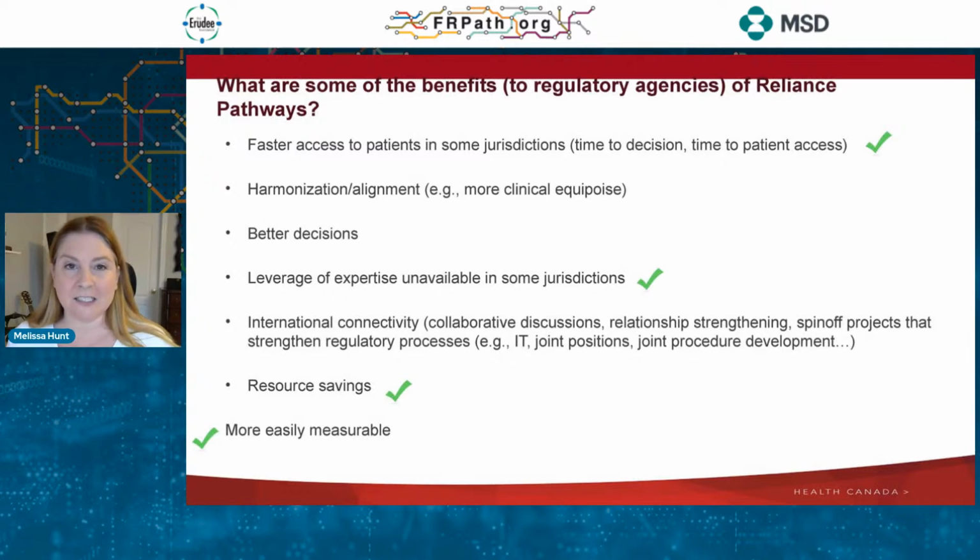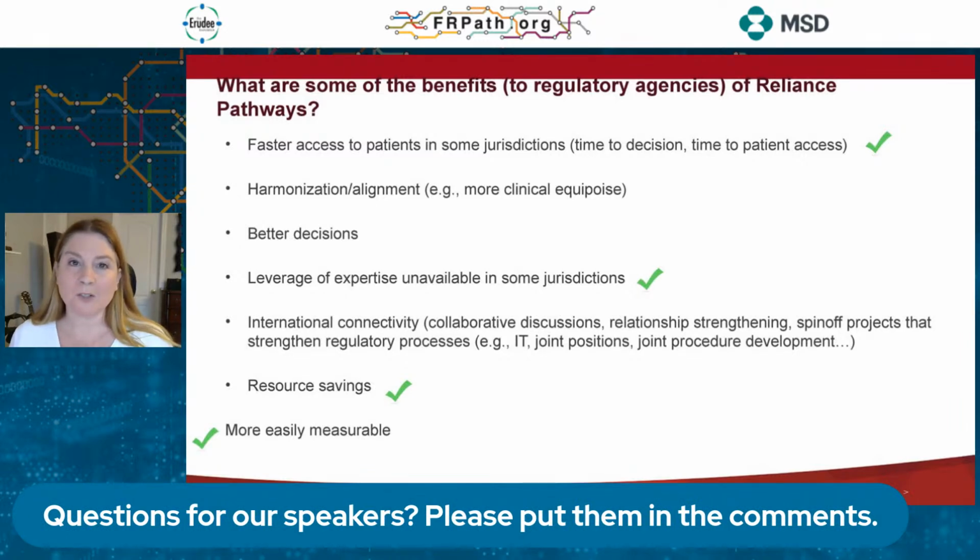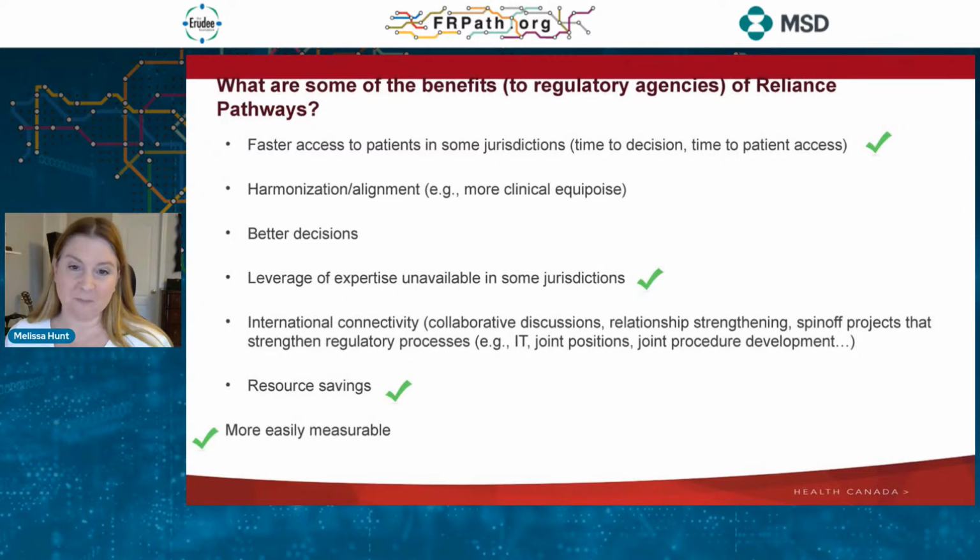Another benefit is harmonization or alignment. So global clinical equipoise, of course, but also harmonizing processes and procedures, taking a moment to look at where we differ from other international regulatory agencies, and then asking ourselves and reflecting on whether that makes sense or not. Better decisions is something that we believe happens when you have more people around the room, different expertise, validation of approaches. We believe that leads to better regulatory decisions.